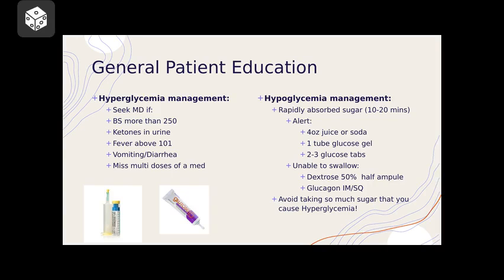Only give 4 ounces of juice or 1 tube of glucose or 2 to 3 glucose tabs. Don't go whole hog, or you're not going to be doing your patients any services. So really important, again, make sure when you're thinking about the hypoglycemia treatments, if I tell you that the patient is lethargic or not able to swallow, we're going to give them something that's not oral. If the patient's talking to you, they can eat or drink something.